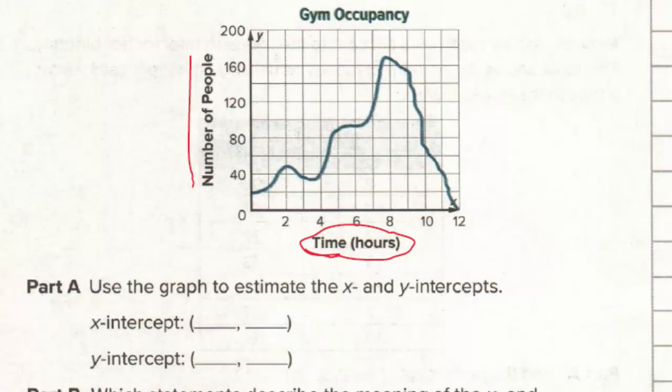So part A, use the graph to estimate the x and y intercepts. Okay, so the x-intercept is right over here, and it looks like it's around 12 hours, so the x-intercept there would be (12, 0). And the y-intercept, we already know is going to have a 0 here. When we look back at the graph, this is not going by 40s, it looks like it's going by 20, so it looks like 20 people, and that's at 0. So probably 20 people showed up right when the gym opened.